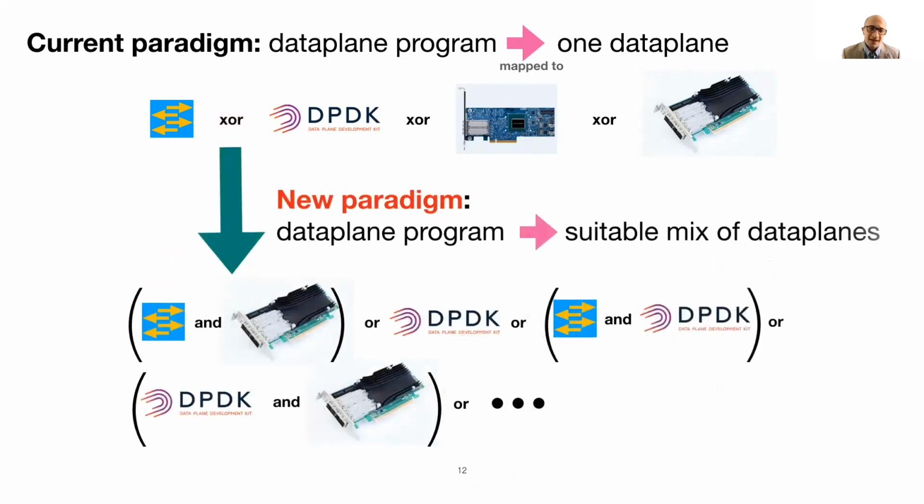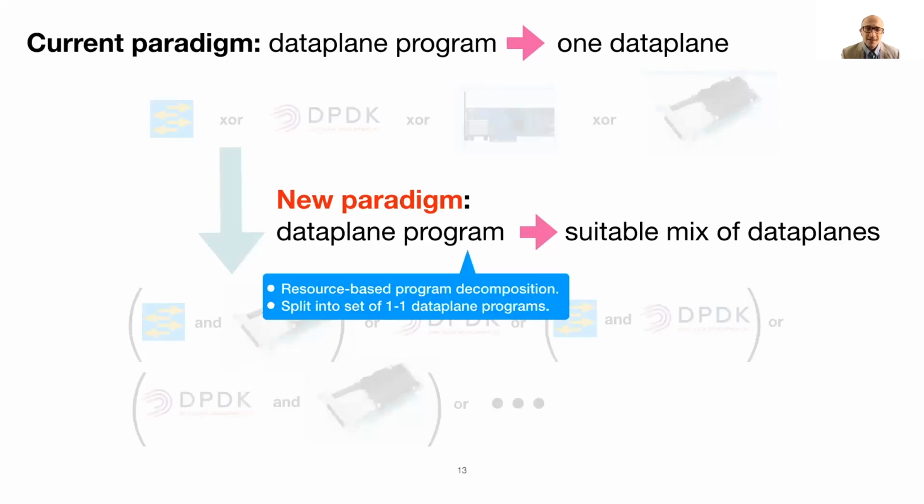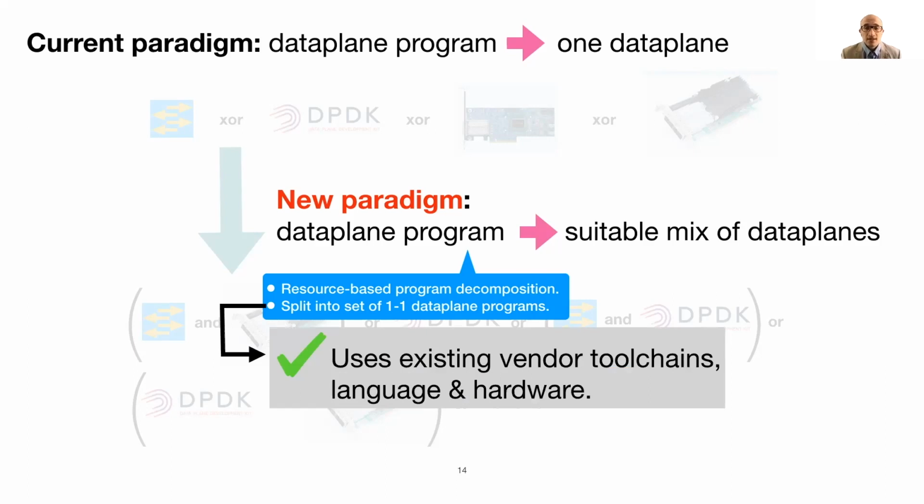A much more compelling paradigm would consist of mapping our data plane program to opportunistically make use of any resources that we have in our network, and this can involve a mix of data planes. This approach would involve analyzing the resource needs of our program and then splitting it into subprograms, each of which can be mapped to hardware using the current paradigm of one program for one data plane. Let's see what this would look like in practice.